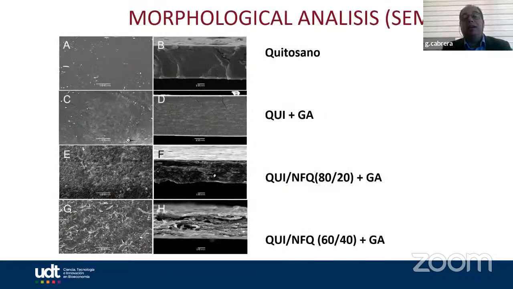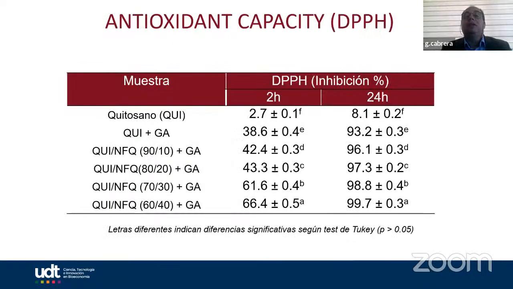Esto puede de alguna manera verse acá en el análisis morfológico, donde tenemos el quitosano que forma películas bien compactas, bien densas, y que en la medida en que va aumentando la cantidad de nanofibra, se van obteniendo estructuras que son más bien de forma fibrilar por capas, lo cual permitiría probablemente la liberación del material desde la matriz hacia el exterior. Se midió la actividad antioxidante a las 2 y a las 24 horas.